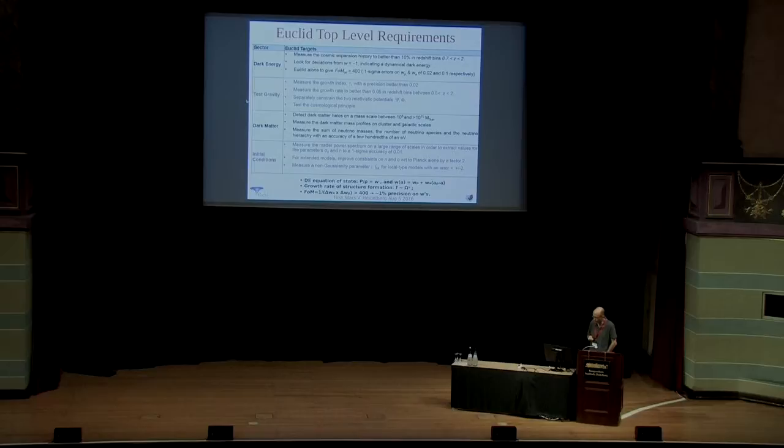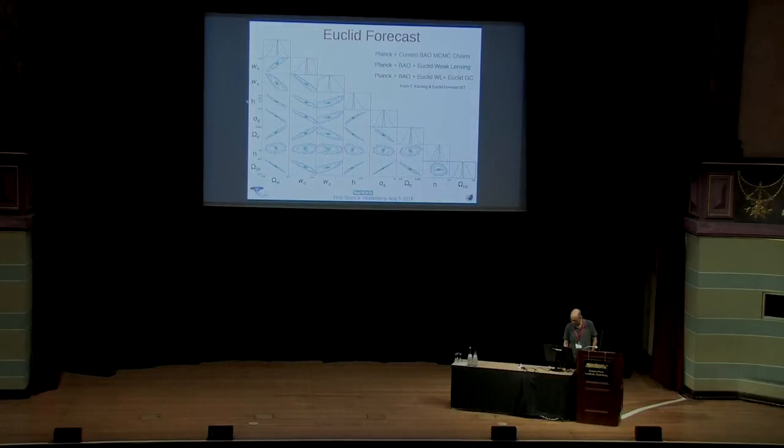And it will also test the initial conditions, and in particular, for instance, evaluate whether there is non-Gaussianity in these initial conditions. So here is the Euclid forecast on the measurement of the cosmological parameters.